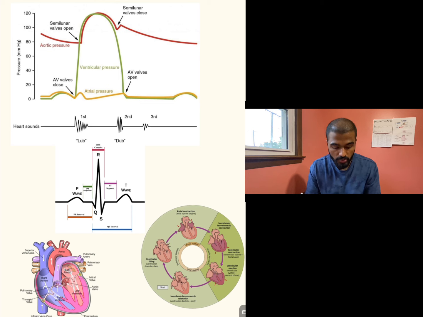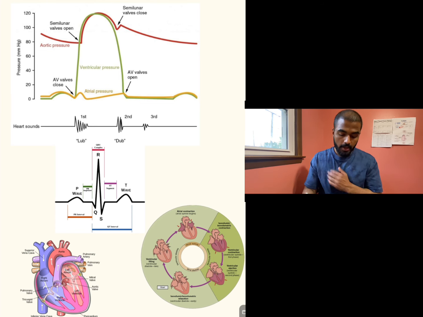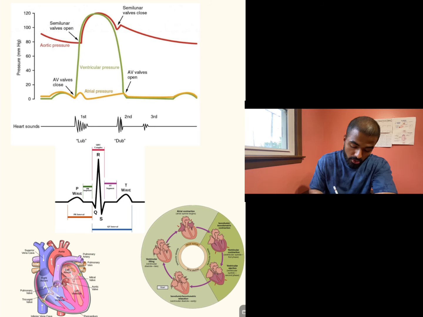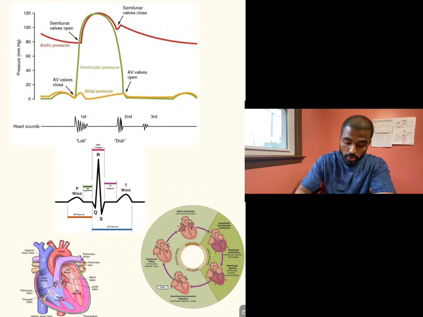Okay, let's move on to the pressure changes inside the heart. If you look at the different pressure waveforms that we have here, it shows different parts of the heart. The yellow line is going to show your atrial pressure, as it says right here. The green wave is going to show your ventricular pressure, particularly your left ventricle, because the pressure is so high, up to 120s. That's going to be your systolic pressure. So that's why it's the left ventricle.